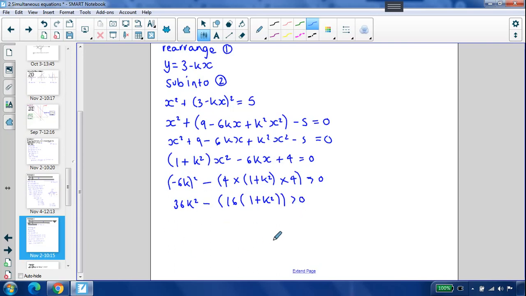Just be careful when we're simplifying, we don't want to jump too many steps. So now I'm going to expand the bracket here. So 16 plus 16k squared. And then I'm going to have a minus 16 when I multiply by minus 1, and a minus 16k squared.